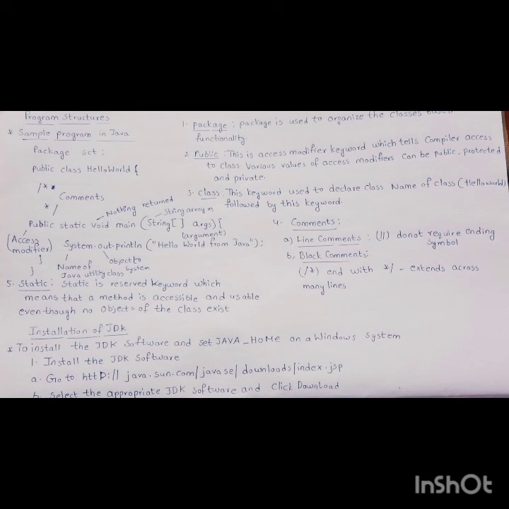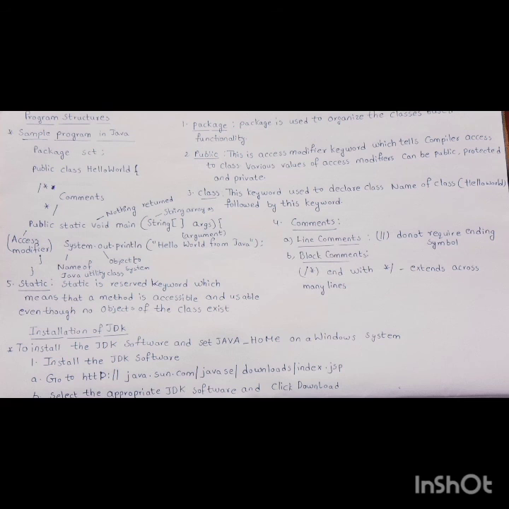Next one, static. Static is a reserved keyword which means that a method is accessible and usable even though no objects of the class exist. Next one is void. Void means nothing will be returned. Next one, main function. Next one, string array as argument.